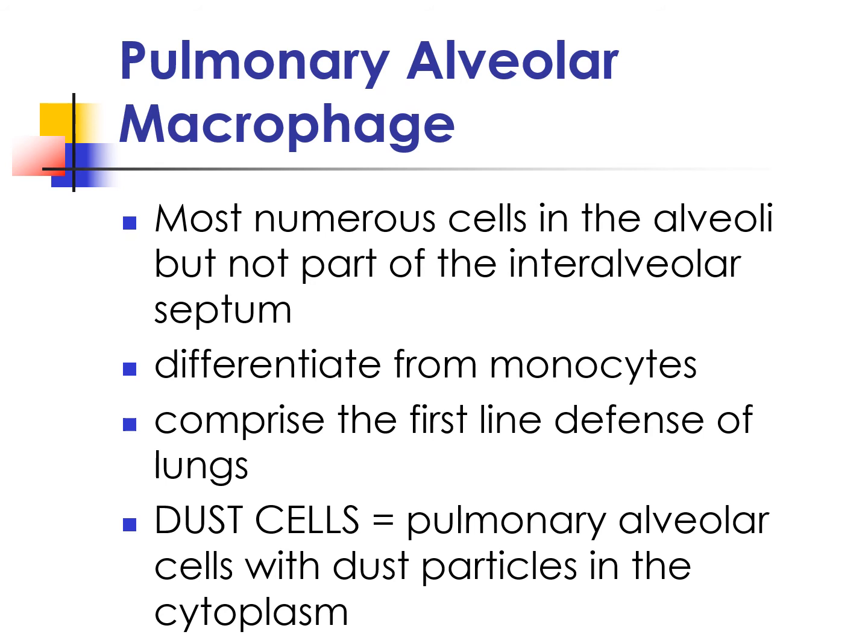Pulmonary alveolar macrophages are the most numerous cells in the alveoli, but not part of the interalveolar septum. So, differentiate from monocyte. So, what are dust cells? Dust cells are pulmonary alveolar macrophages with dust particles in the cytoplasm.